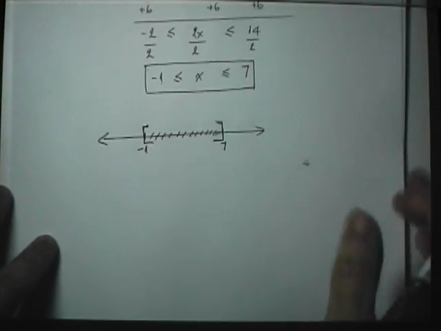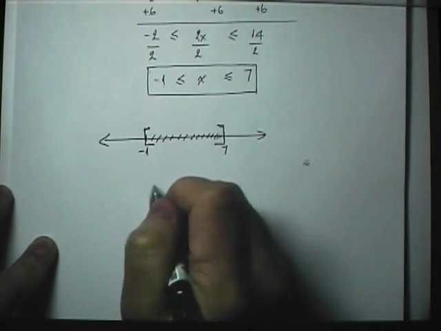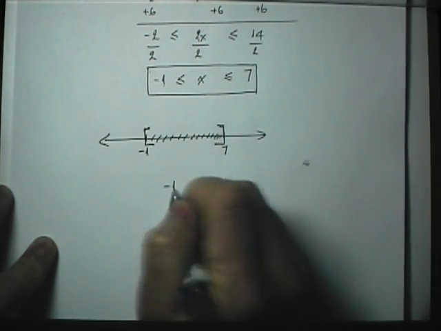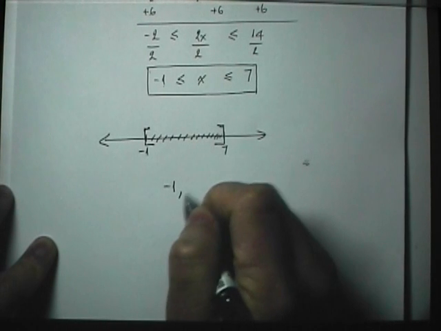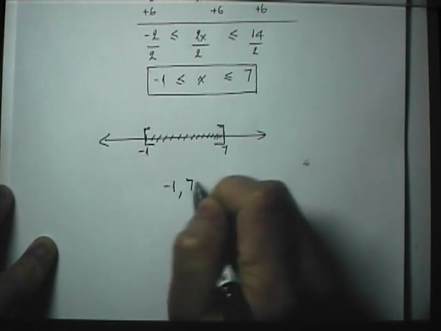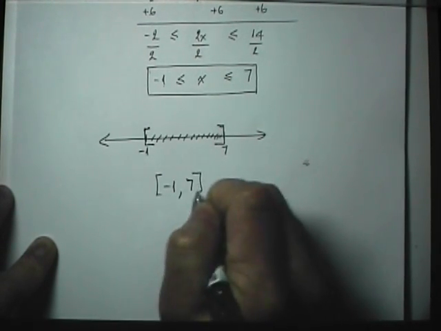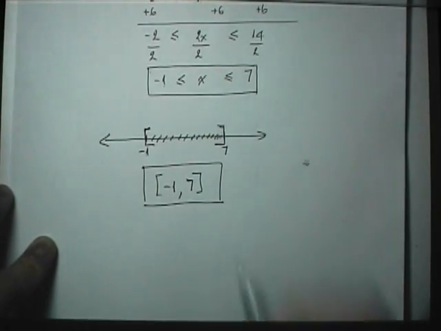Okay, and writing the solution here in terms of interval notation. In interval notation, I have negative 1, which is the lower end, comma 7, which is the higher end, brackets on the two sides. That's my solution in interval notation.